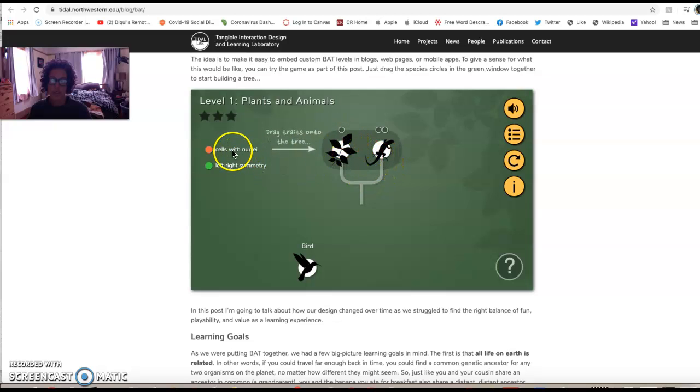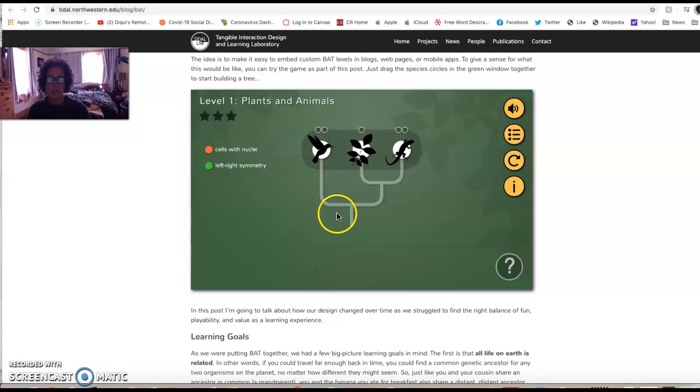Well, the plant definitely has a nucleus. The lizard has a nucleus and left and right symmetry. And the bird is going to be more closely related to the lizard than it is to the plant. So if I were to stick it here, that doesn't make sense. That says the bird has its own evolutionary path, and then the plant and the lizard are more closely related. So we can just drag it over.